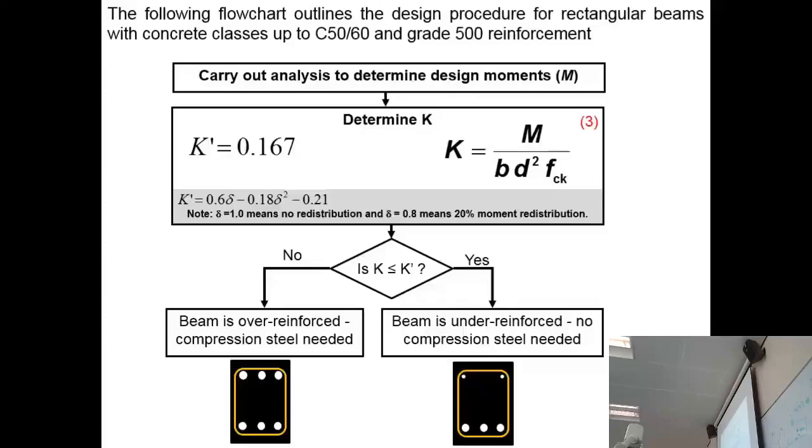So all of that hour and a half brings us to this flow chart. What we do is find out what is the moment that's been applied. That's the first thing. When we've got that, we have to assume a breadth and a depth and a concrete type. So say it was a C35. When you do that, you'll end up with the value of K.